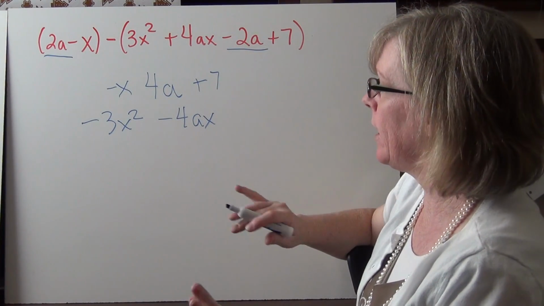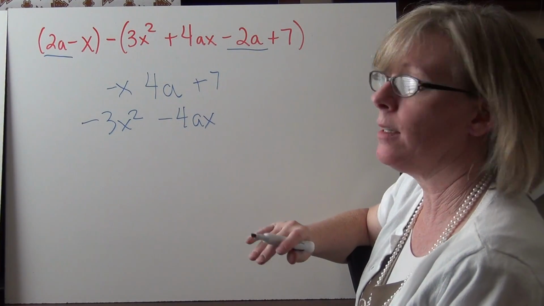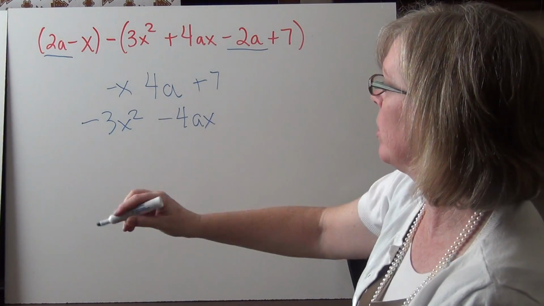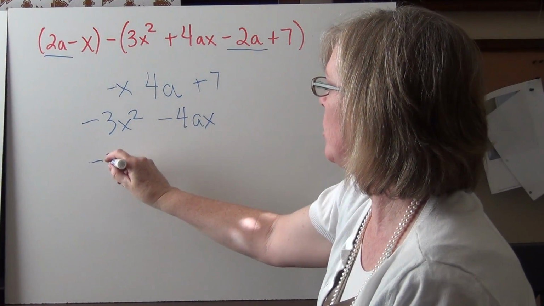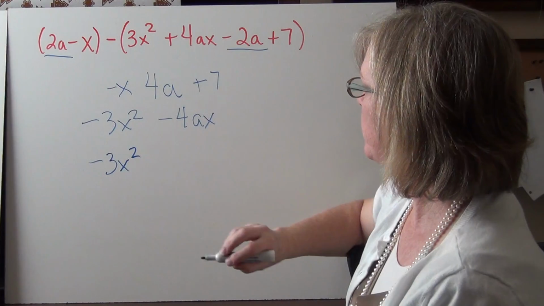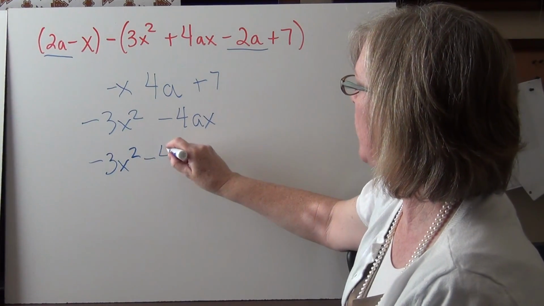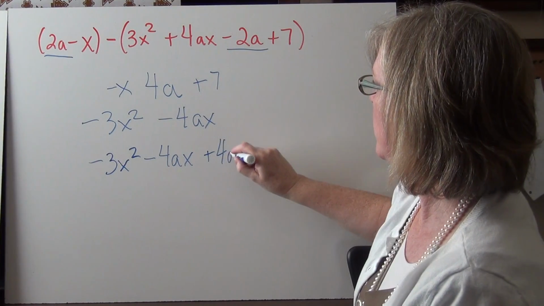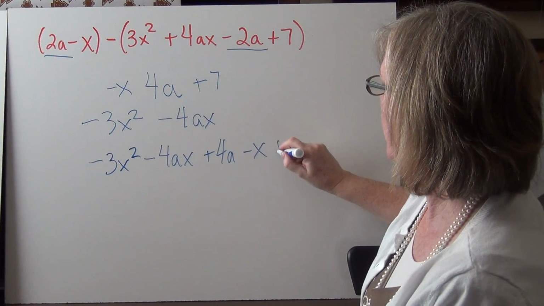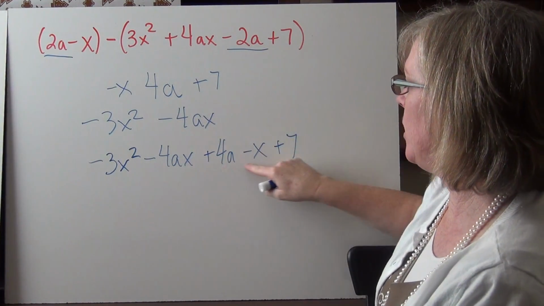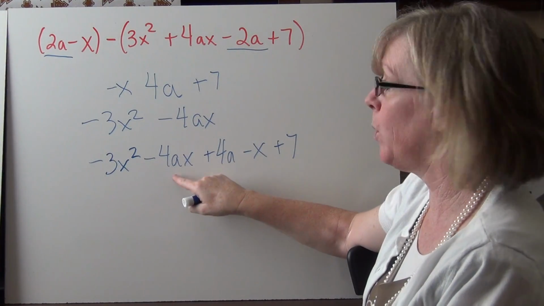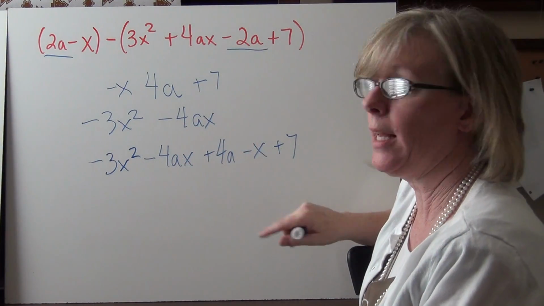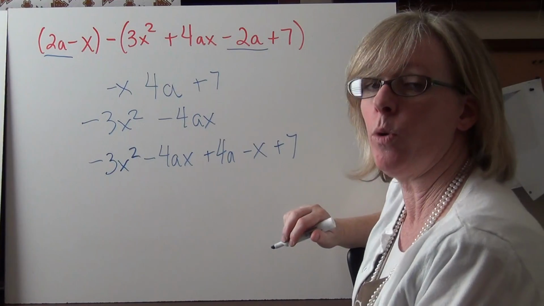So I think I'll organize this a little bit better by putting that in standard form in descending order. So I'm going to start with my x squared term. And then I think I'll go ahead and put my 4ax, then maybe my 4a, then my x, then my 7. These in here, because they all have an exponent of 1, no visible exponent, it doesn't really matter what order I put those in.